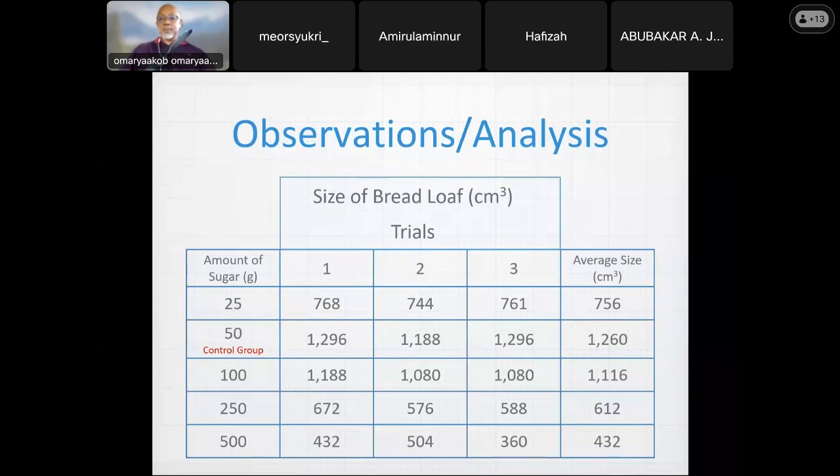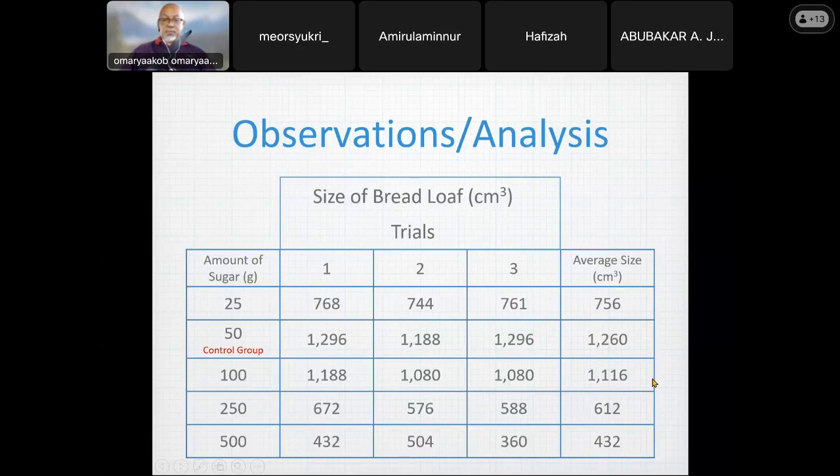Right? Yep. Who? Amirul. Yeah. The increased amount of sugar leads to a bigger size of bread up till 50 grams only, which is the optimum volume of sugar. By then, afterwards, it will deteriorate in size.